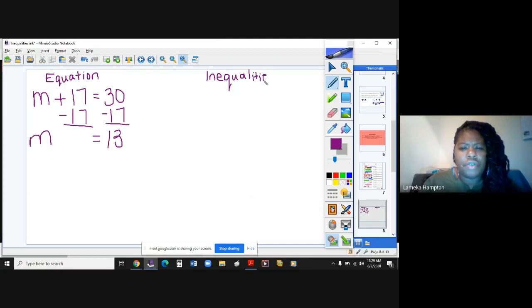All right, sorry about that handwriting, y'all. Should have typed it. All right, so now I'm going to take the same equation that I just wrote here, but I'm going to turn it into an inequality.